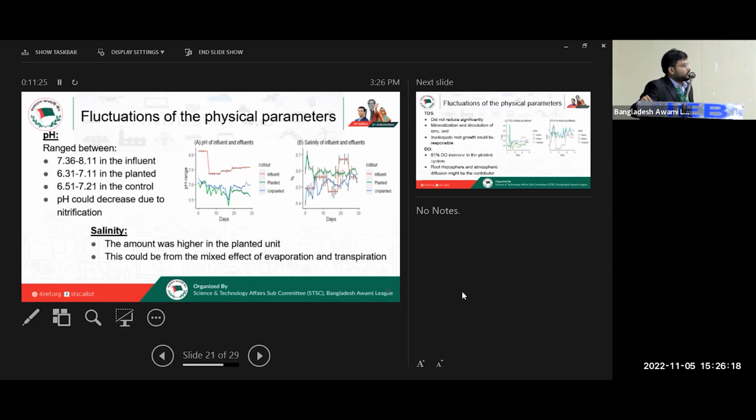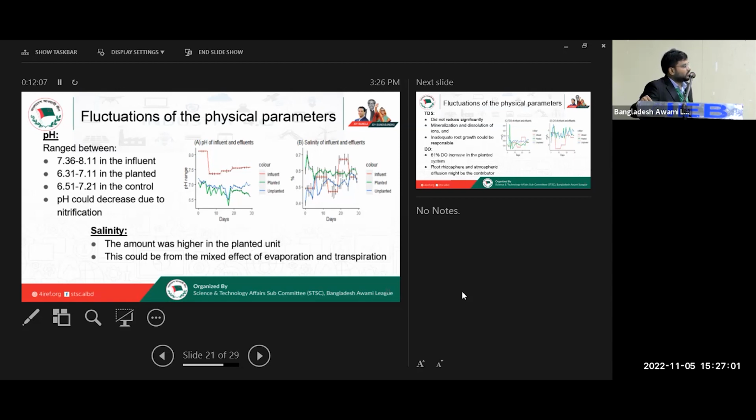And here we have determined some physical parameters, and we saw fluctuations. The influent pH ranged between 7.36 to 8.11, and in the planted system and control system it was slightly lower than the influent. It was 6.31 to 7.11 in the planted column, and 6.51 to 7.21 in the control. And pH could decrease due to the nitrification process occurring in the planted column.